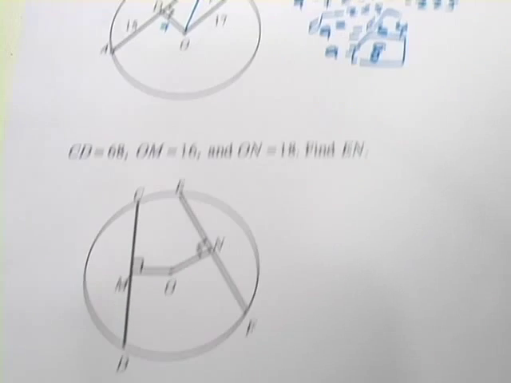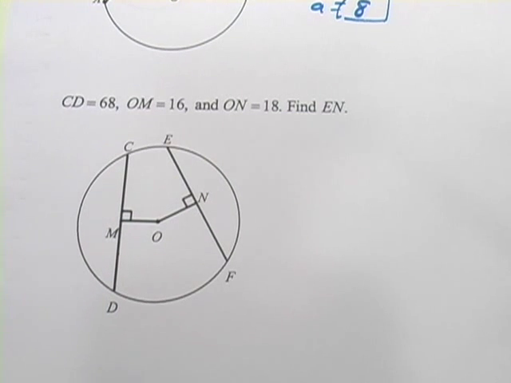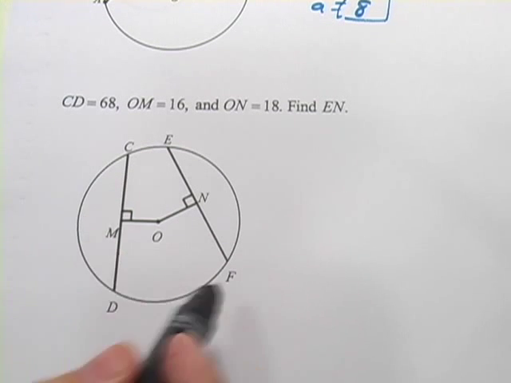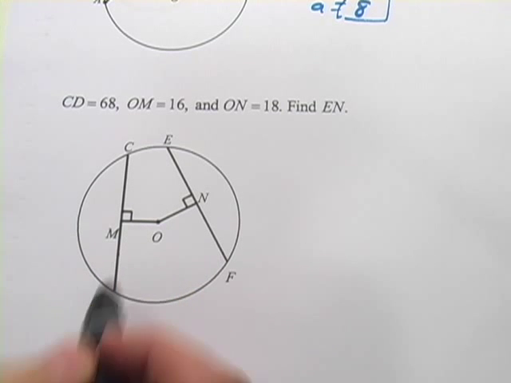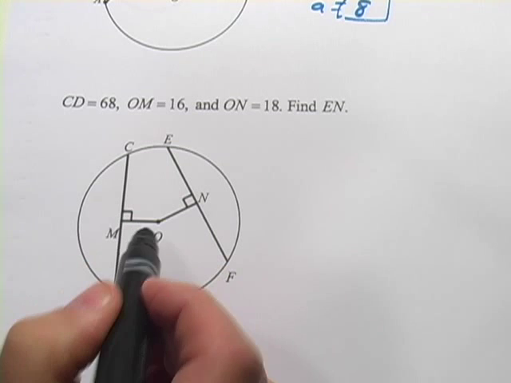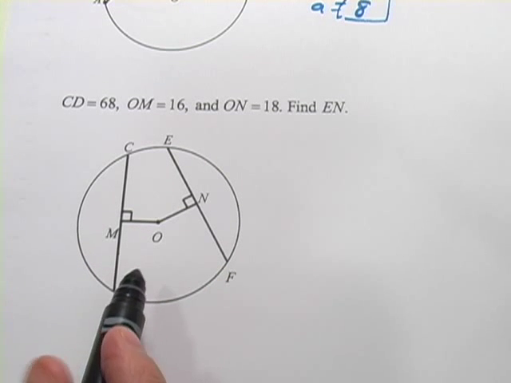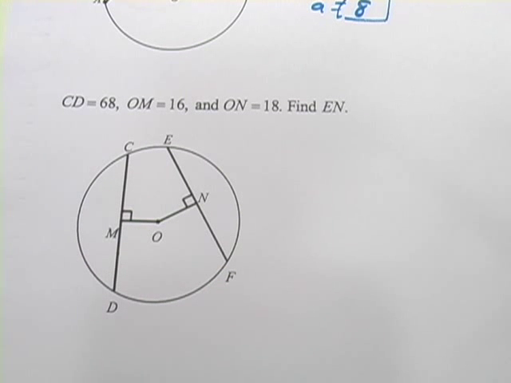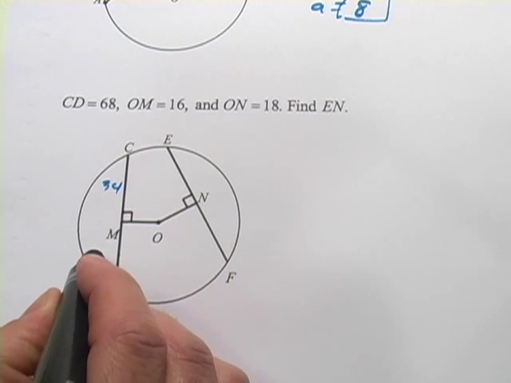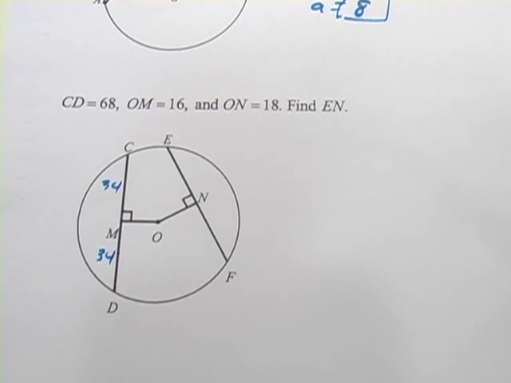All right, let's try another one. This is a lot like that one. We've got a slightly different diagram, but we've got two chords here, EF and CD, and notice that they're bisected by these lines that perpendicularly intersect them from the origin of the circle. The first part here says CD equals 68, so this chord is 68, but since I know this is bisected, I'm going to divide that by 2 and call CM 34 and DM 34.